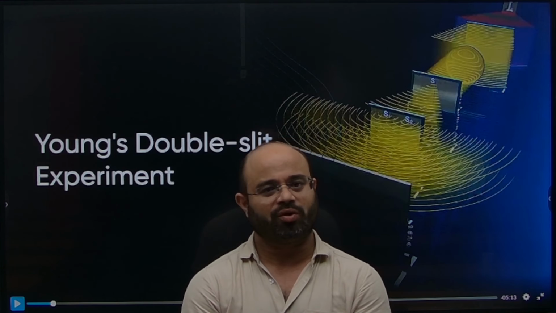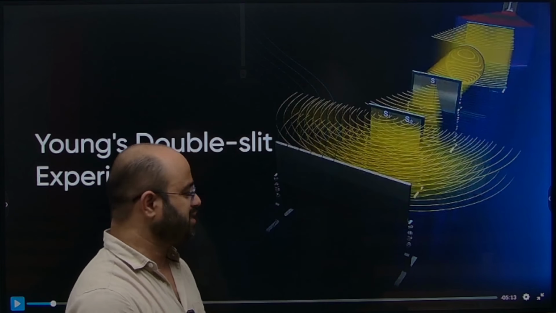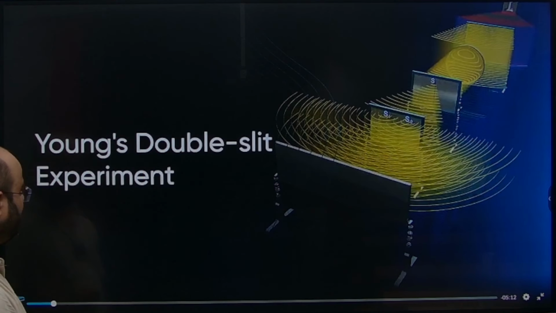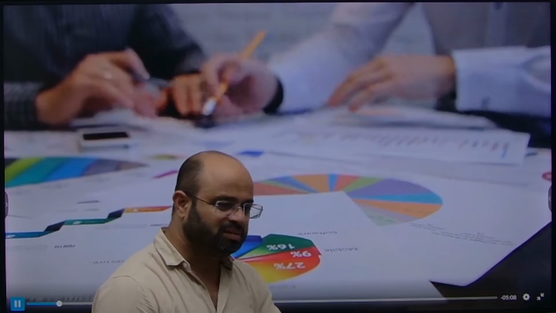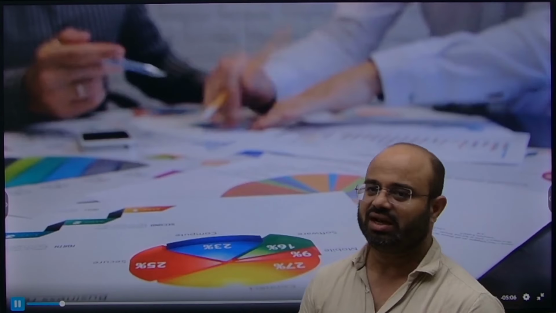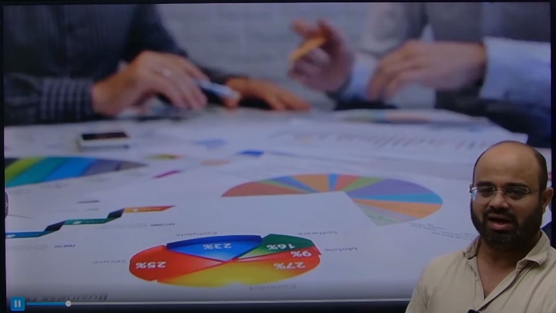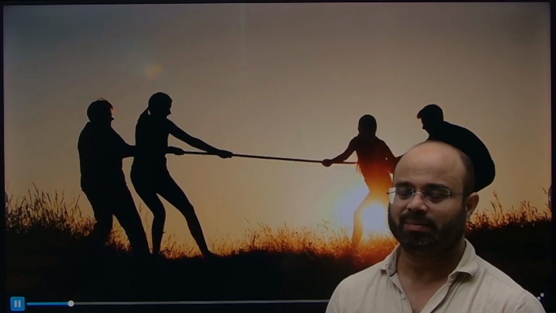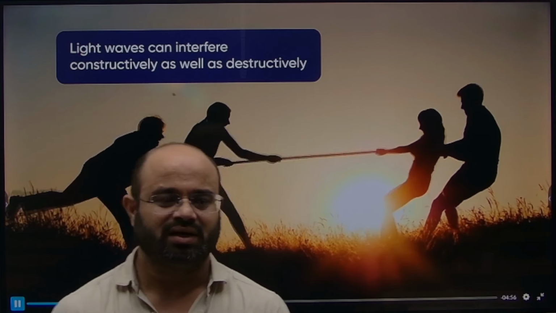One was Newton's corpuscular theory that light is in the form of particle, and Huygens proposed light is in the form of wave. So with the help of this experiment, Young confirmed that light has a wave nature and all the results produced were perfectly in alignment with the Huygens wave nature that he predicted. So light wave can interfere.